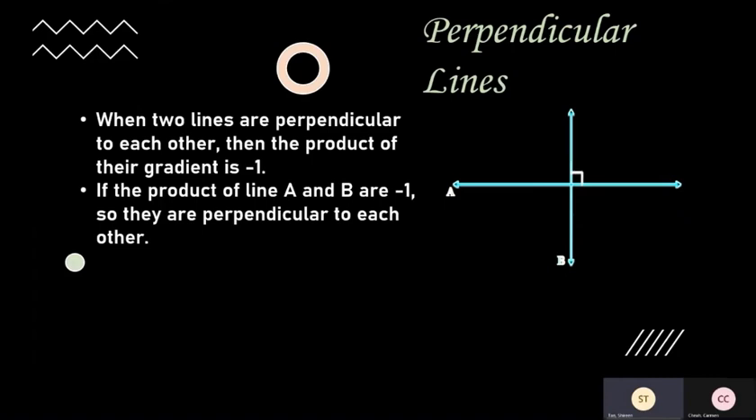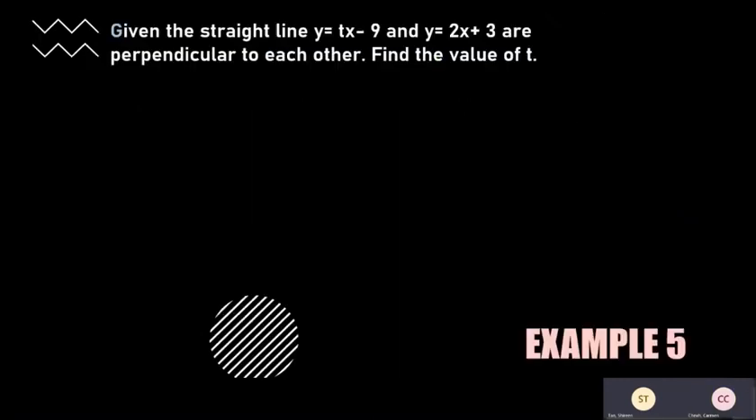When two lines are perpendicular to each other, the product of their gradients is -1. If the product of the gradients of line A and line B is -1, they are perpendicular to each other. From the diagram, we know that mA multiplied by mB equals -1.